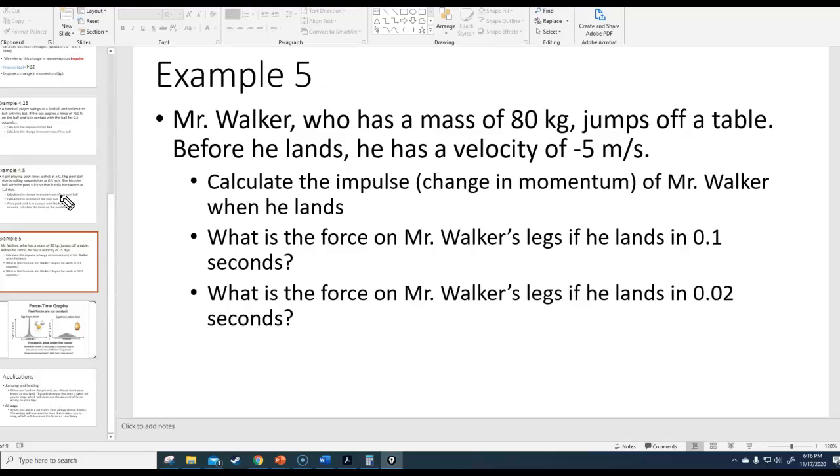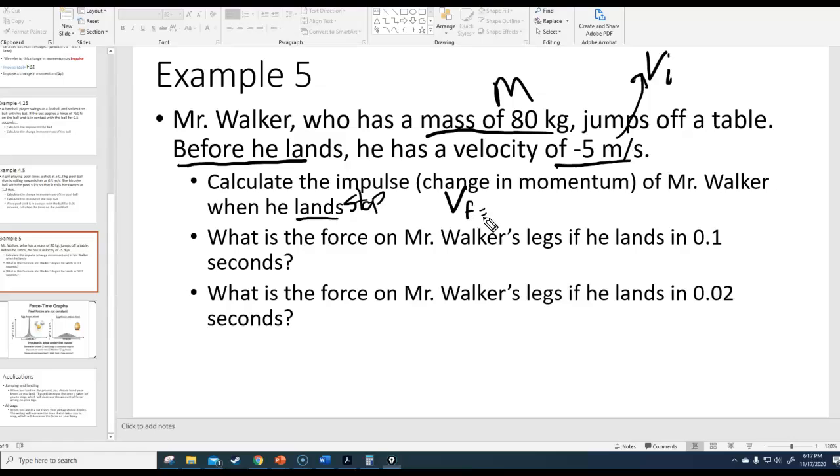Okay, so I have my mass. I actually need to lose some weight this year so I can get that mass down. Before I land, I have a velocity of negative 5 meters per second. Now you might think that's the final velocity because that's after I jump off the table, but this is actually the initial velocity, because what's going to happen is I'm going to land on the ground and then eventually I'm going to stop. Right? That's what happens when you land on the ground. You stop. And so that means my final velocity is actually going to be 0 meters per second.